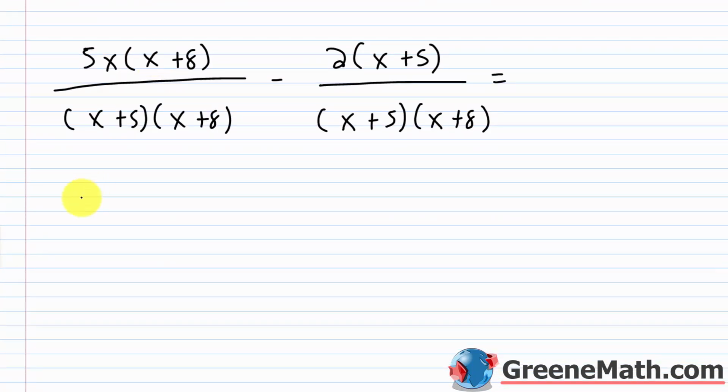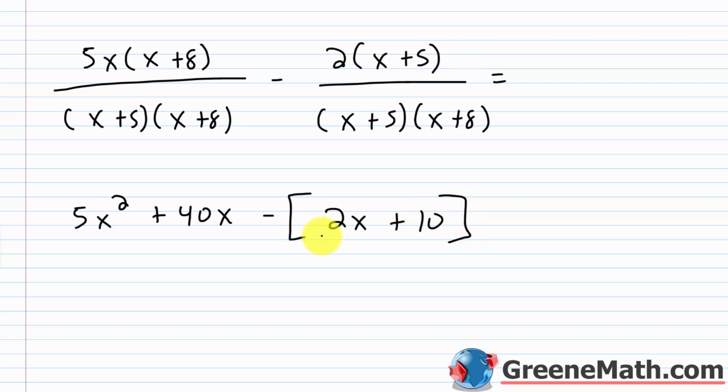So 5x times x is 5x squared. 5x times 8 is plus 40x. Now you have minus here, so let me put minus, and I'm going to put some brackets here because when you subtract something away, you've got to subtract away each term. Okay? So let's go ahead and distribute. 2 times x is 2x, and then 2 times 5 is 10.